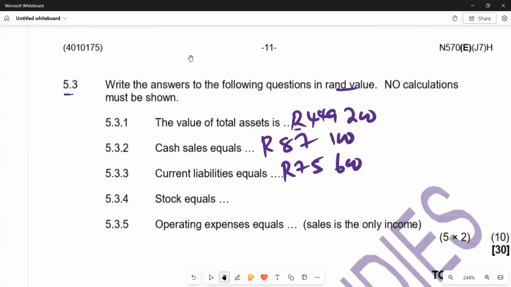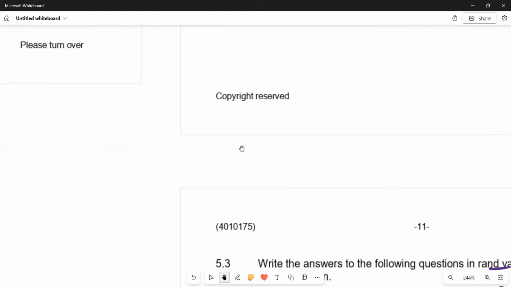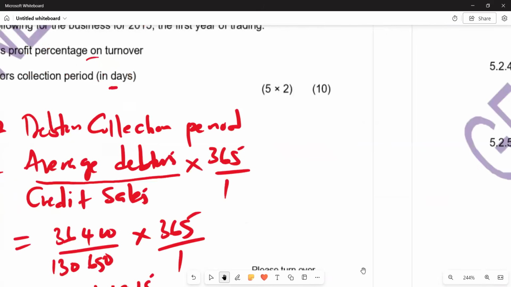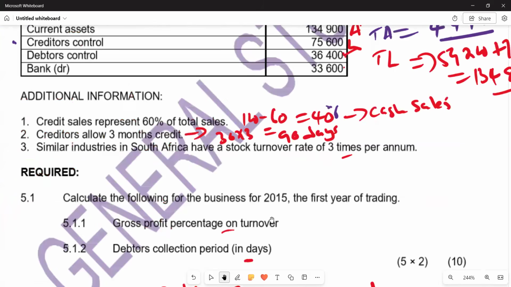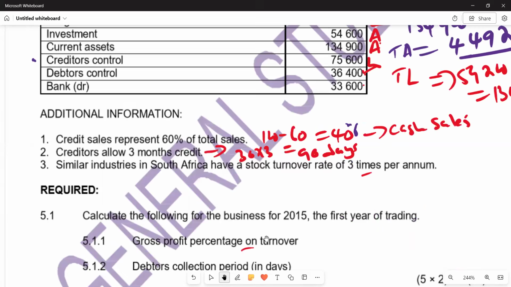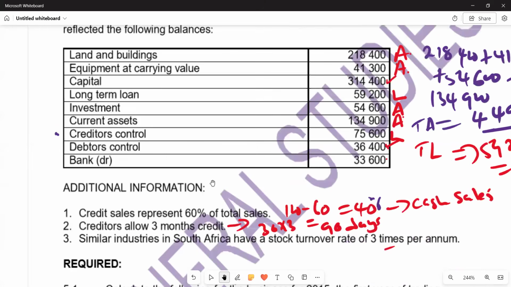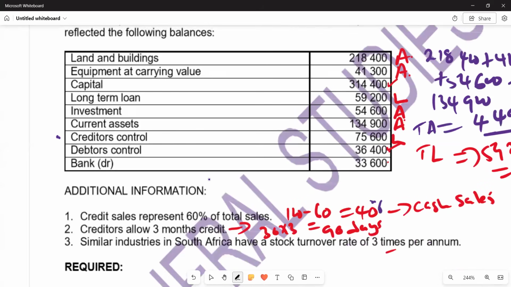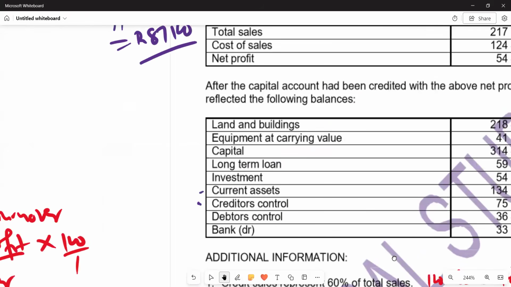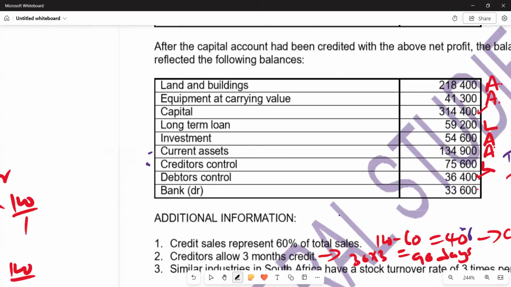Then we've got stock. Stock equals. So remember, we are not given a figure for stock there. If you look at it, there's no stock there in our list of balances, but we can find the figure for stock. Remember, we are given the figure for current assets. Stock is part of current assets, and it's 134,900. So we have got 134,900 being the figure for current assets, and we are saying stock is inside that figure.